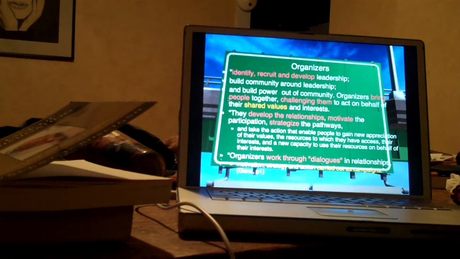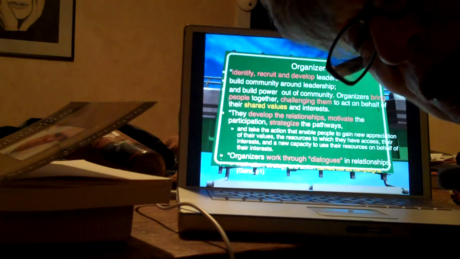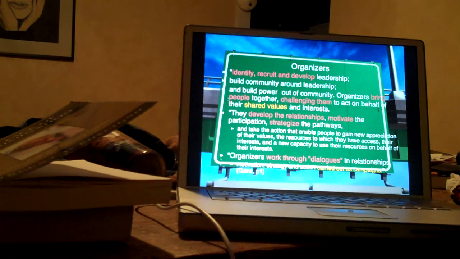I've highlighted in different colors some areas here. Organizers identify, recruit, and develop leaders. They build community around the leaders. They build power out of community. Organizers bring people together. They challenge them to act on their shared values and interests. So already it's sort of an inspirational task to be an organizer.